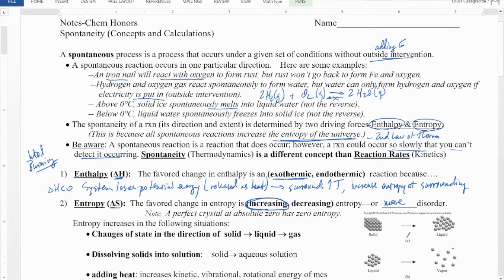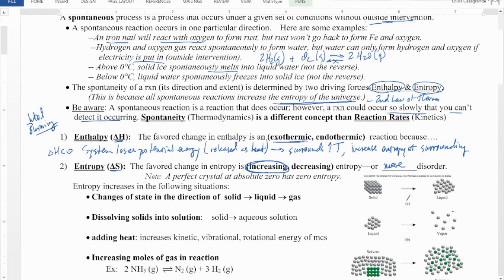I mentioned before that a perfect crystal at absolute zero has zero entropy. That's the third law of thermodynamics, and it's rather obscure for us. We don't really need to worry about it. All it is really saying is that you can envision a state of zero entropy. Getting there is a little more tricky for many different reasons.